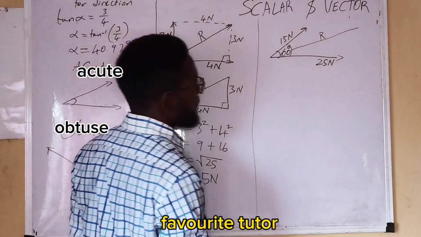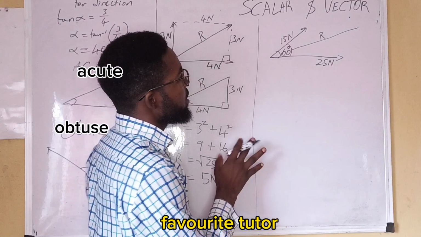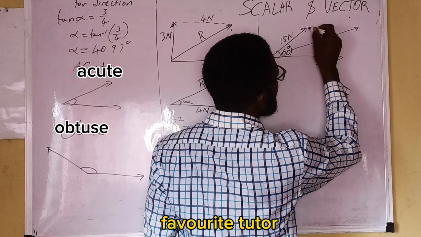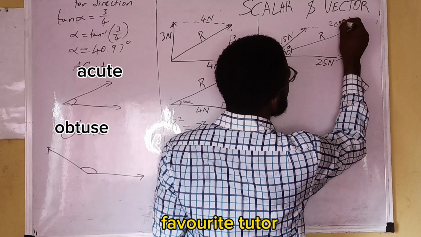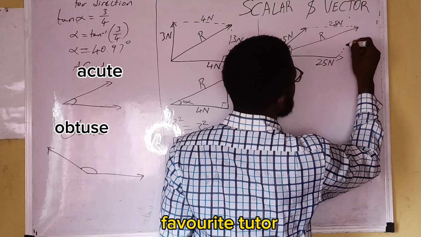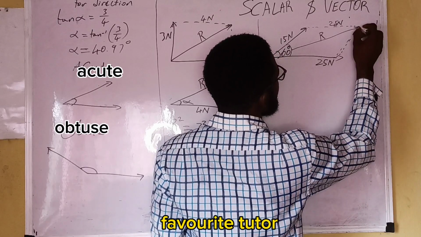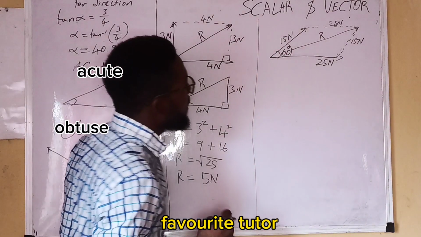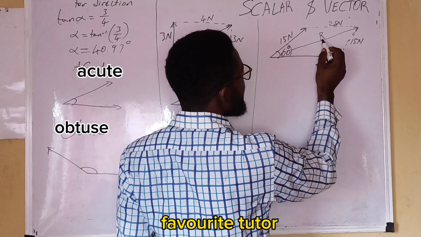The resultant. So, now let us illustrate this better. This is the resultant. So if here is 25 Newton, right here will be 25 Newton. All right, right here is going to be 15 Newton. That means they are parallel to each other, the same magnitude.